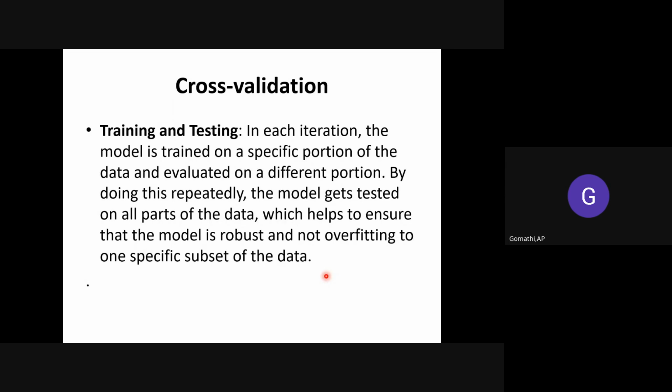By doing this methodology repeatedly, the model gets tested on all parts of the data, which helps to ensure that the model is robust and not overfitting to one specific subset of the data. So if we repeatedly do this training and testing on different portions, we can ensure that the model is robust and not overfitting.